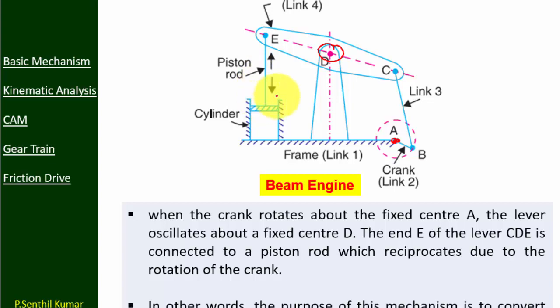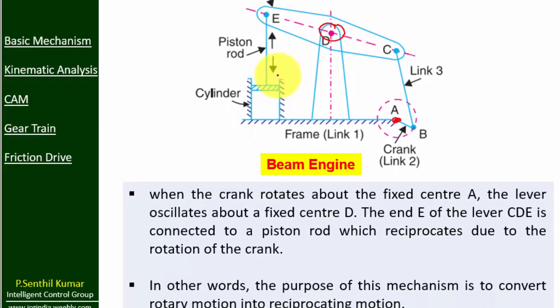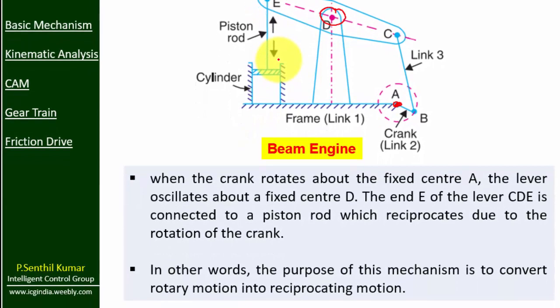So what is the purpose of the crank lever mechanism? So the purpose is to convert the rotary motion into reciprocating motion. You can also convert the reciprocating motion into rotary. That is also possible. So this is inversion 1, the basic 4-bar mechanism. The purpose of the basic 4-bar mechanism is always to convert rotary motion into reciprocating or rotary motion into oscillating motion.